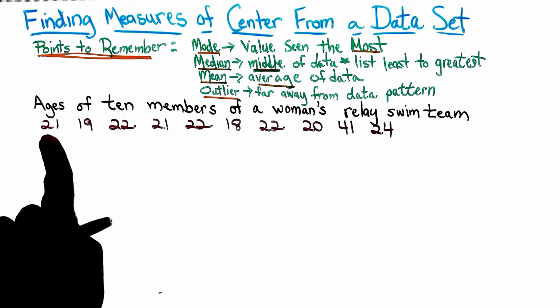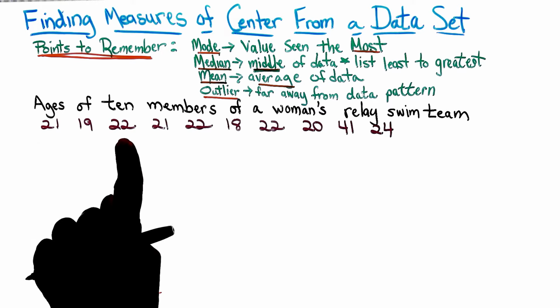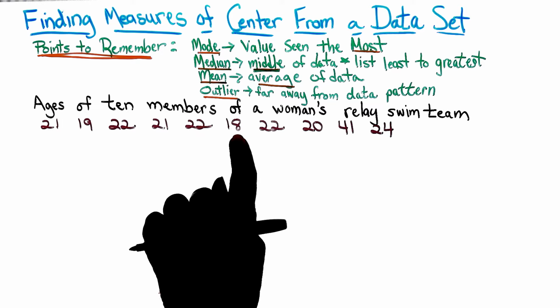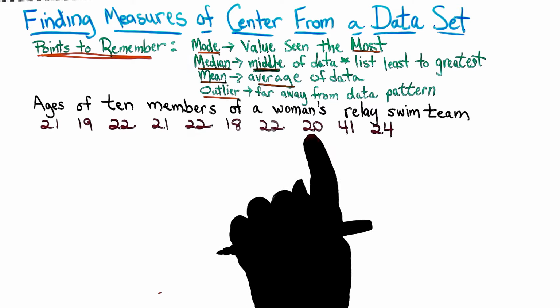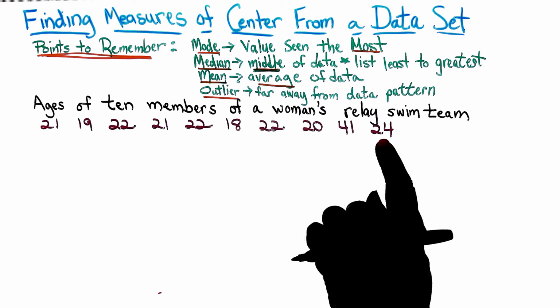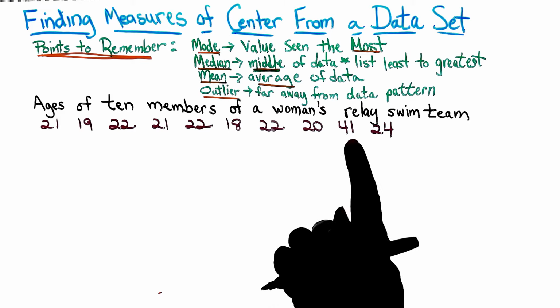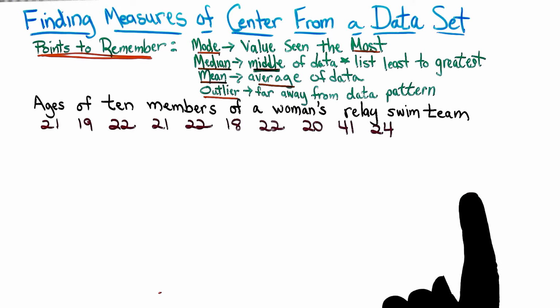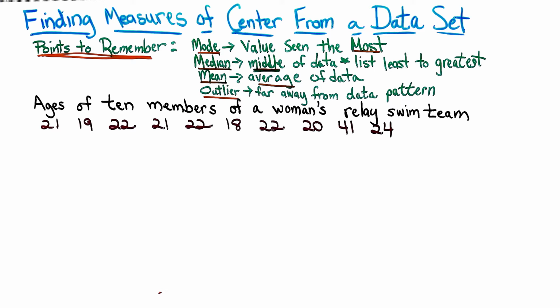I see I have a 21, a 19, a 22, a 21, 22, 18, 22, 20, 41, 24. So notice I kind of responded with the 41, because that person definitely is out of the range of most of the people.